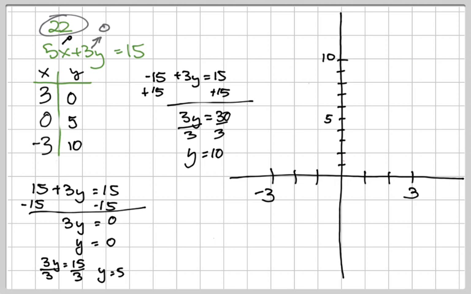3, 0. 0, 5. -3, 10. They all line up more or less. Connect the dots. Here you go. Okay? Any questions? No? Nobody? Questions? Everybody good?